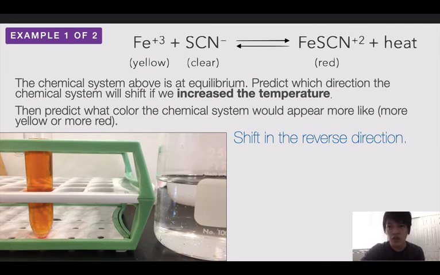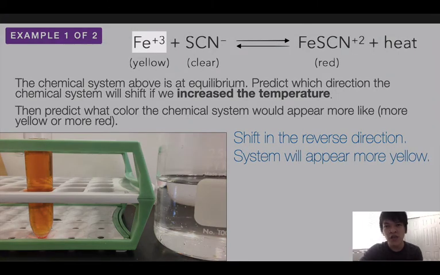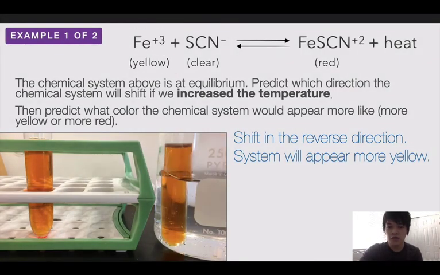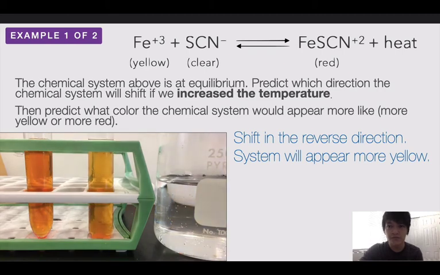If the system shifted in the reverse direction, then the chemical system will appear more yellow because the Fe ion is yellow in appearance. Let's see this in the clip below. So the beaker on the right is actually a hot water bath. It's not being heated right now, but it was heated before, so it's technically really hot. And the test tube that's in it is the same chemical equilibrium system as the one that's not being heated right now. But you can see that there is a color change happening. Okay, it looks like there's a bit more of a yellow shade there. So yeah, we predicted this correctly.